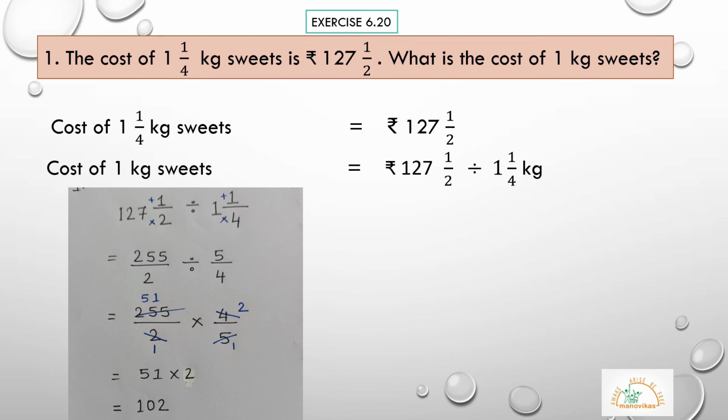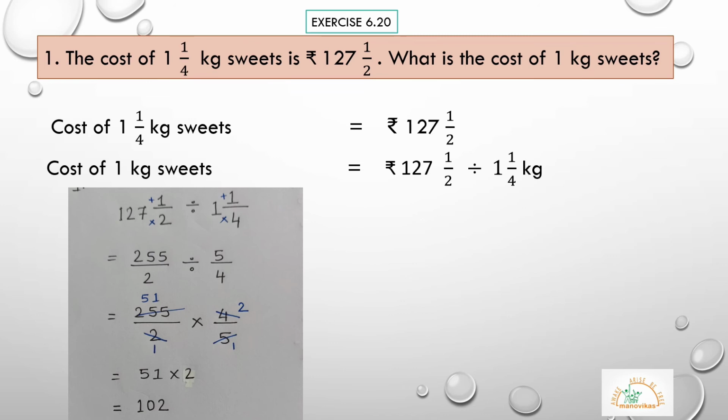Now here we cannot cancel because there is a division sign. So first we have to change the sign from division to multiplication. When we do that, we take the reciprocal of the divisor. So here 5 upon 4 will become 4 upon 5 with the multiplication sign. Both things change simultaneously. So 255 upon 2 multiplied by 4 upon 5.